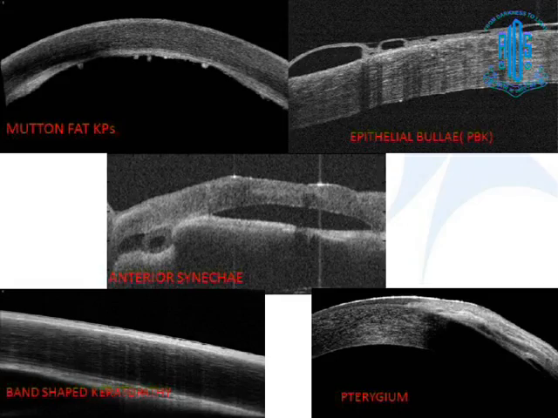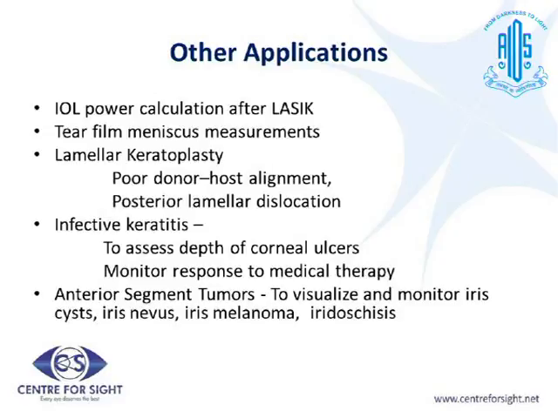There are many other applications of the anterior segment OCT, so I'll just enumerate them. Like in IOL power calculation after LASIK surgery, tear film meniscus measurements in dry eyes, lamellar keratoplasty, and in infective keratitis to assess the depth of the corneal ulcers and to monitor the response to medical therapy. And it is also useful to assess anterior segment tumors, to visualize and monitor their growth.